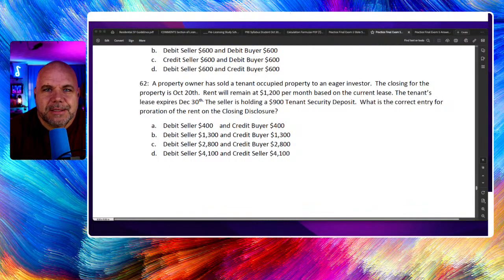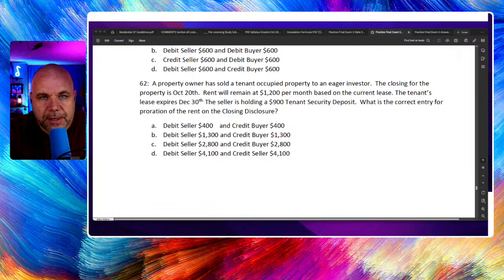So this is a classic case of the test question having more information than you need, right? It has mentioned a tenant security deposit. It's talking about the expiration of the lease, but all we need to worry about when calculating rent proration is the month of closing. That's all that matters. We just need to settle it up between the parties for the month only. Don't worry about how long the lease lasts. The proration calculation is about getting it fair between seller and buyer.